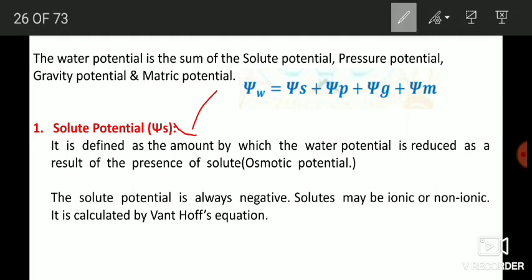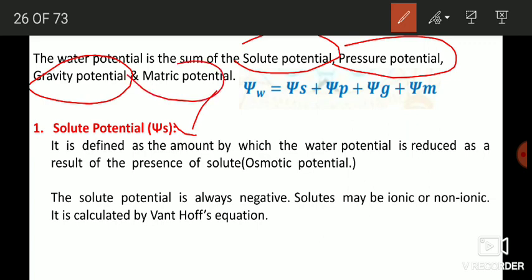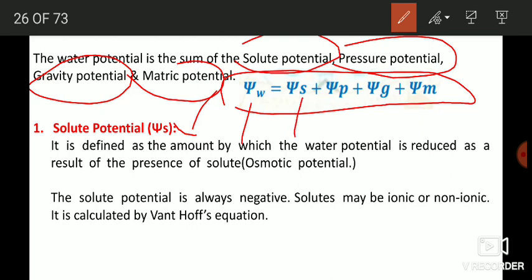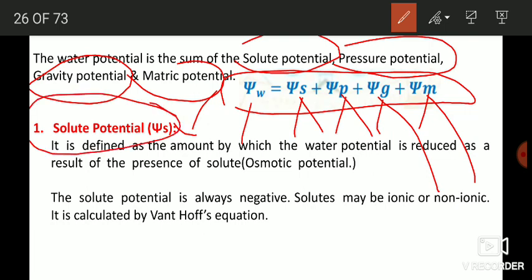Now the different components of water potential include solute potential, pressure potential, gravity potential and matrix potential. The equation for water potential is thus psi W equals psi S plus psi P plus psi G plus psi M. Psi S represents solute potential, psi P pressure potential, psi G gravity potential, and finally psi M matrix potential. We are going to discuss each of these components one by one. First of all, solute potential.